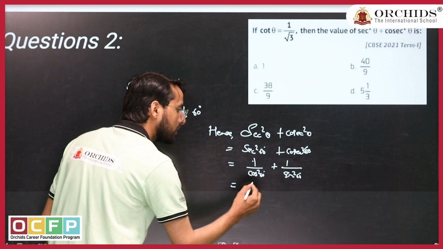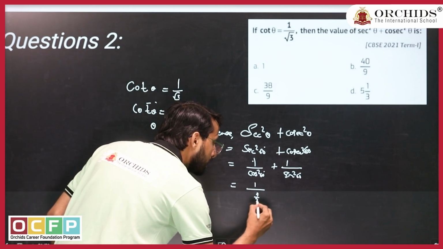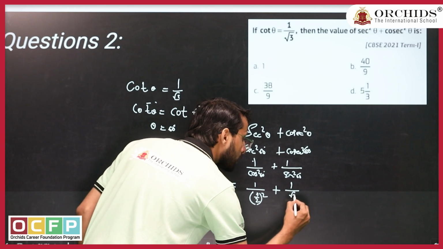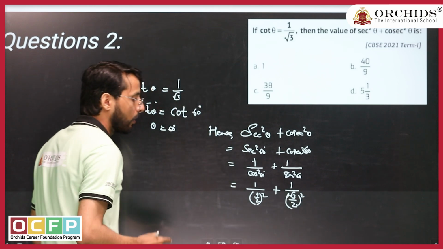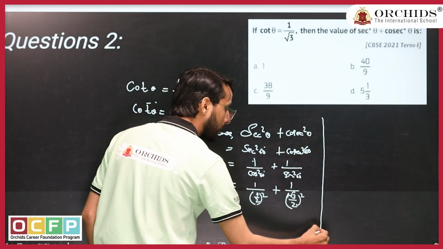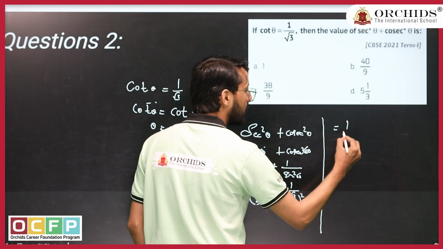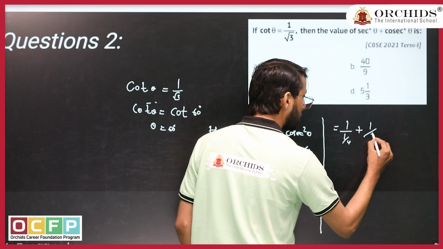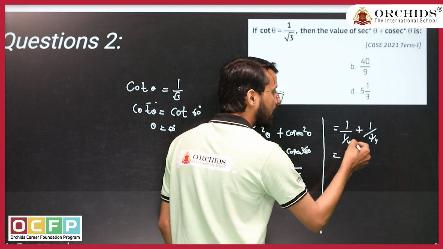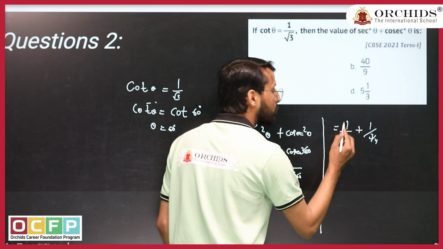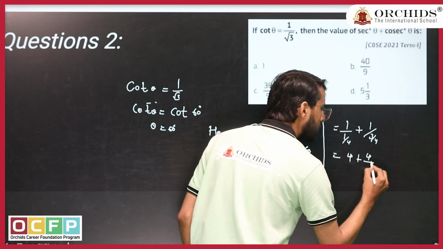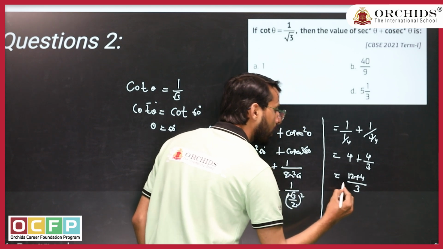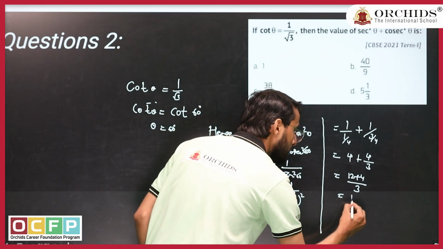Now, what is cos square 60 degrees? Cos square 60 degrees is nothing but 1 by 2 whole square. And what is sin square 60 degrees? Sin square 60 degrees is root 3 by 2 whole square. Now, first simplify this part. If we simplify, it will come 1 divided by 1 by 4 plus 1 divided by 3 by 4. Now, if we take the reciprocal, this denominator 4 will go to the numerator part. So 4 plus 4 by 3. Now, if you simplify, it will come 3 times 4 is 12, plus 4 by 3. So 12 plus 4 by 3 is nothing but 16 by 3.